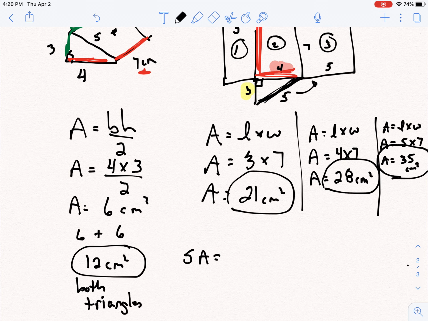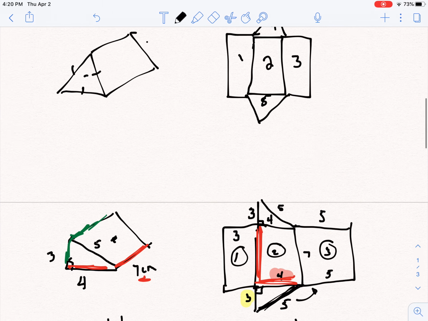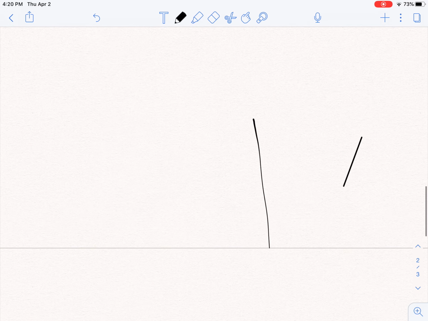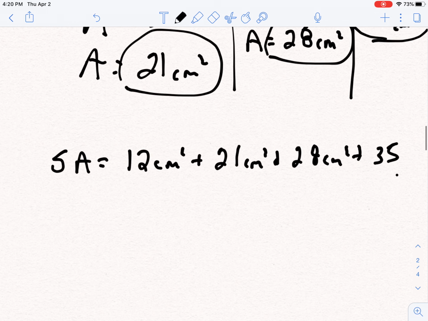So knowing that, I have 12 centimeters squared, plus the first rectangle, 21 centimeters squared, plus the second one, 28 centimeters squared, plus my third one, which is 35 centimeters squared. So now when I'm looking for surface area, all I'm doing is adding all these pieces together. It's just simply a matter of addition now. If I have a calculator, it's easy.